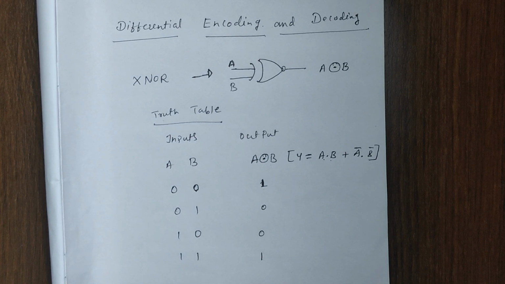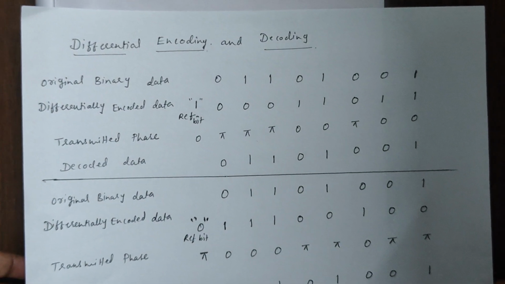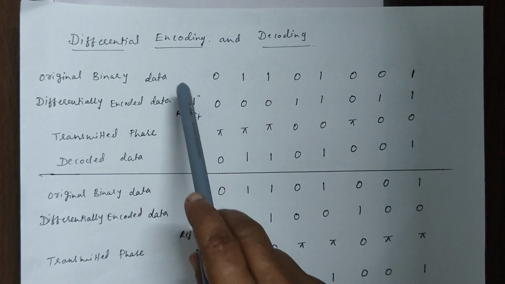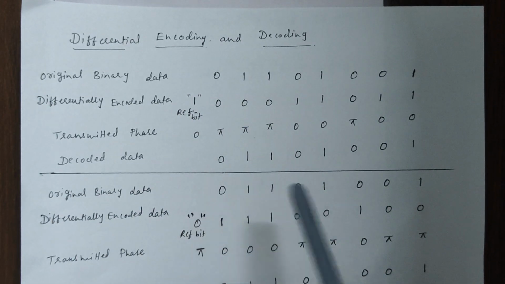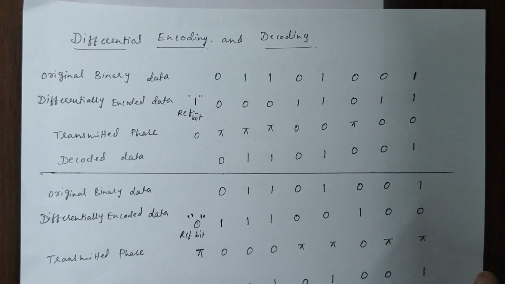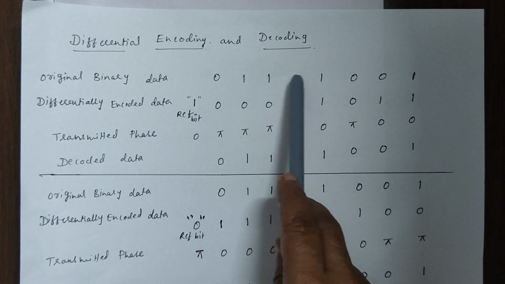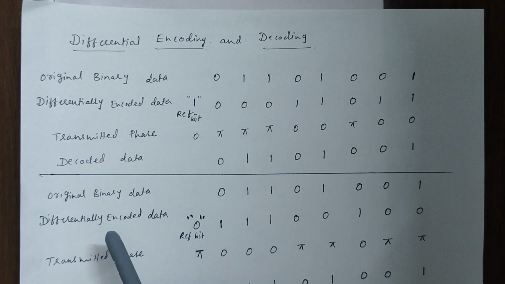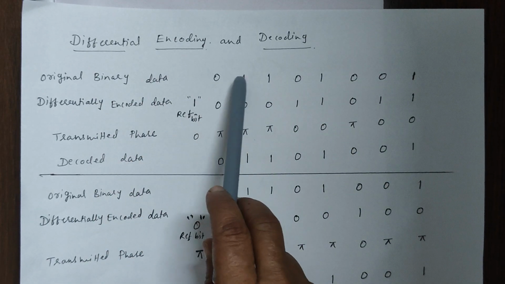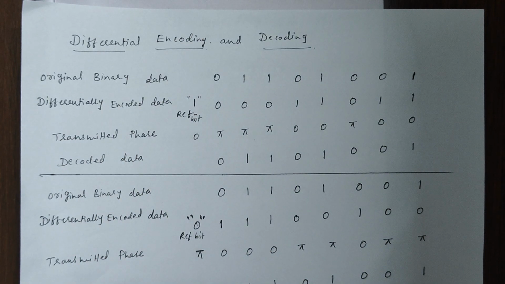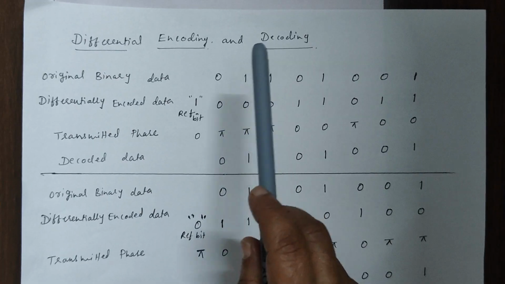Now let us see the differential encoding and decoding with one example. So here I have taken one binary data as an example. Then let us see how we can differentially encode and decode the data. So here the original binary data I have taken is 0, 1, 1, 0, 1, 0, 0, 1. So this is the original binary data. Now we have to do the differential encoding for the given data.